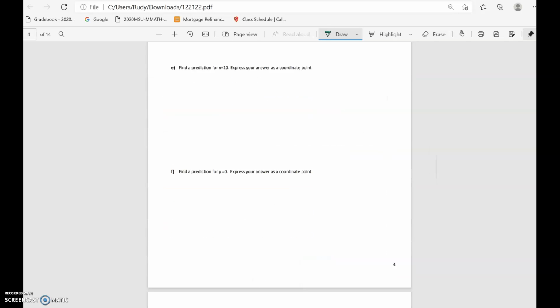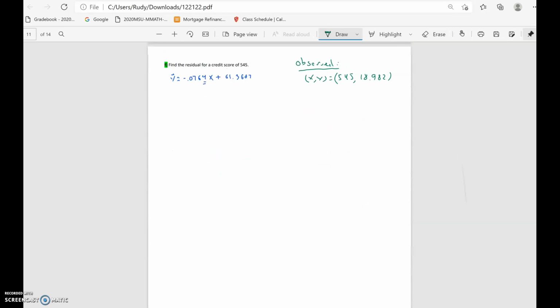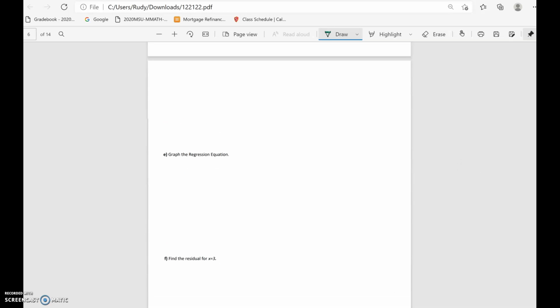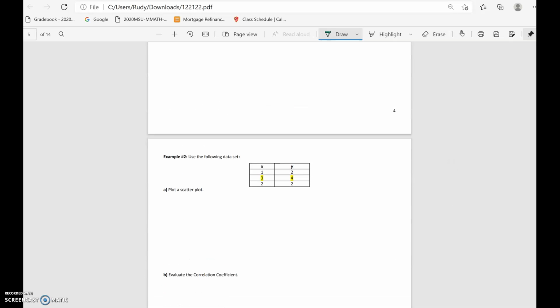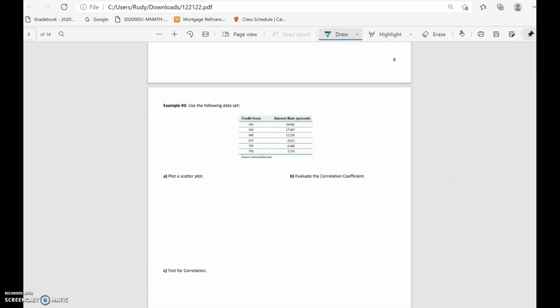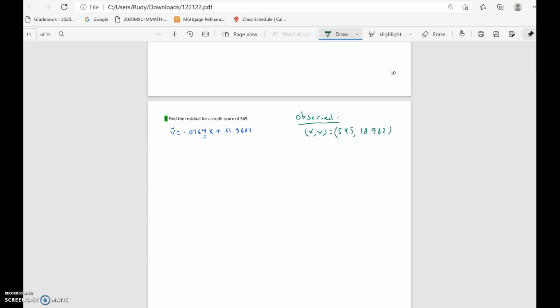So in this case, our observed y value, it's going to be, wait, sorry guys, I skipped it. Here, it's going to be this value here. So technically for 545, which is here, the observed is 18.982. So I already wrote it in this part, 18.982. Now we just have to find the predicted.